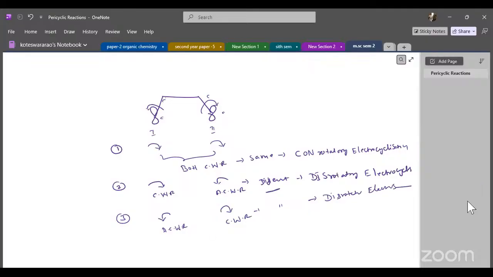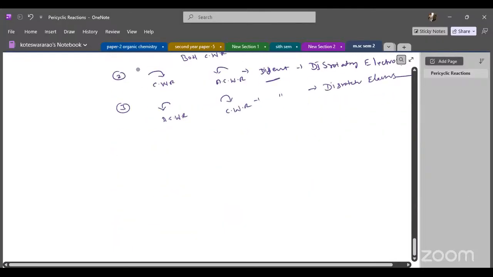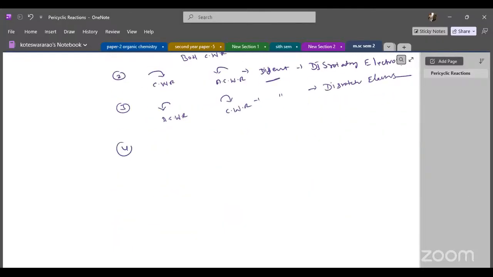Now coming to the fourth pattern. Both are anti-clockwise rotation. Both are undergoing rotation in the same direction. Anti-clockwise rotation, this is also anti-clockwise rotation. Now this is also the same kind of rotation. This is known as conrotatory electrocyclization.